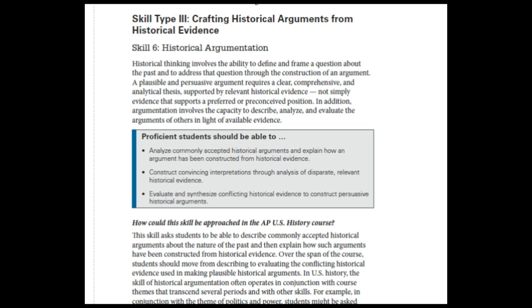The next skill type, crafting historical arguments from historical evidence, includes skill number 6, historical argumentation. You can read through this section, but basically it's saying, can you use historical evidence to help support your argument? So you may be asked a question and you need to think of evidence throughout the course of history to help explain that. This is where really you'll apply this skill when you're writing your essays or your DBQs.